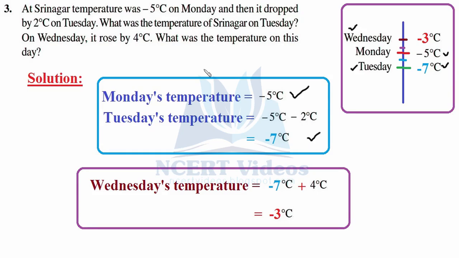Now on Wednesday, what happens? The temperature rises up, the sun comes and the temperature is increased by 4 degrees Celsius. It means addition of 4 degrees Celsius to minus 7 degrees Celsius that was on Tuesday. So this is the logic behind this question. You can see here the greater sign is minus, so minus will come in the answer, and the signs are different, therefore we have to subtract. So 3 degrees Celsius in negative is your temperature on Wednesday, and that was your question number third.